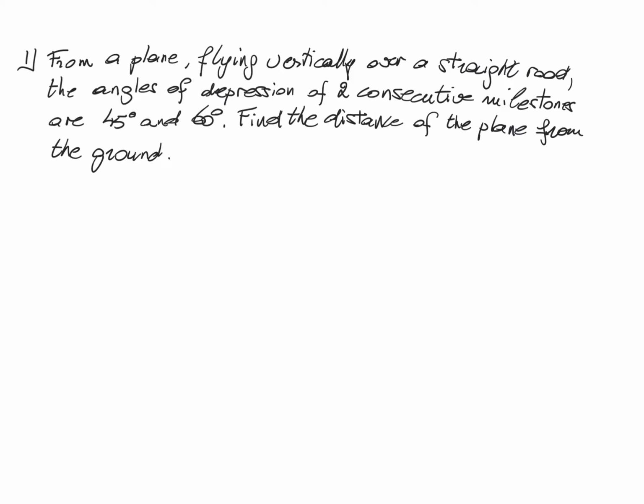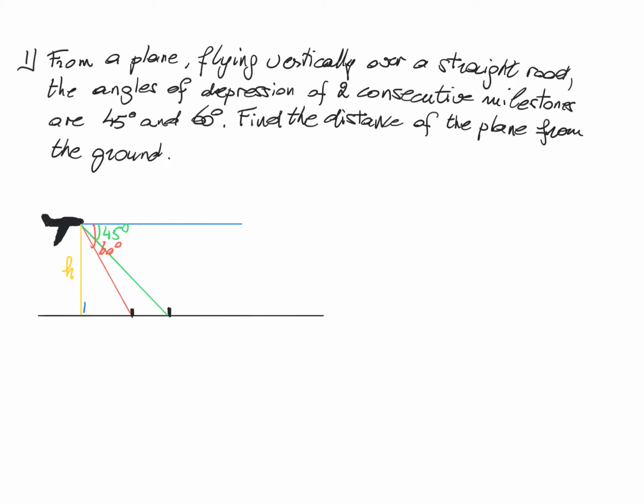To solve such problems, you will always first make a sketch. It will visualize your problem and it will help you see what you know and what you have to find. So what do we know in this case? You know that you are in a plane and the plane is flying over a straight road. Down on the road you see two milestones. And for these you know that the angles of depression are 45 degrees and 60 degrees. What you now need to find is the height h of the plane.